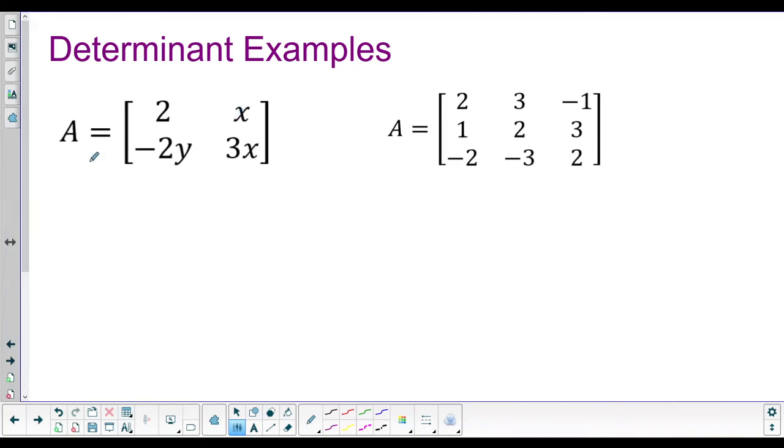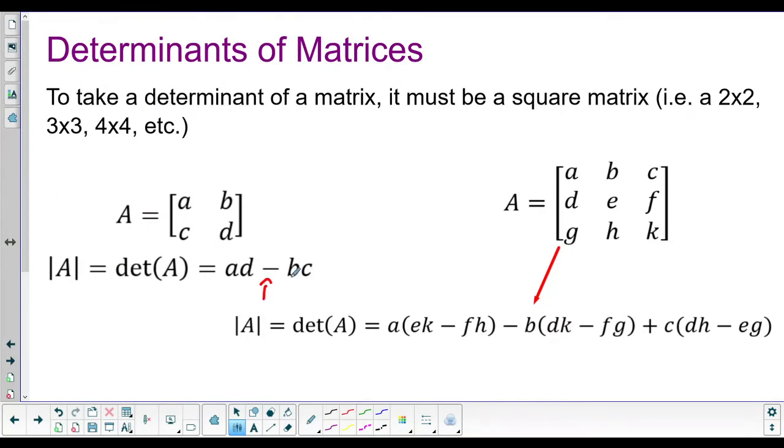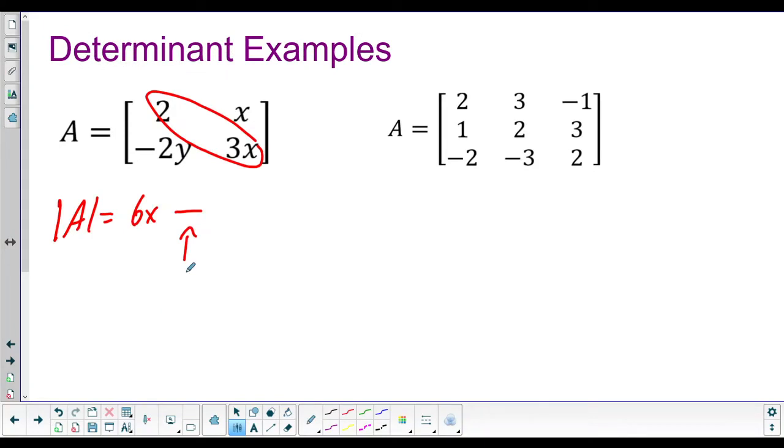So our determinant of A is equal to AD minus BC. So 2 times 3x would be 6x, minus. This minus sign is from the equation right there. It's part of the equation. This isn't even from pluses and minuses on the elements yet. So minus b times c. So x times negative 2y is negative 2xy.